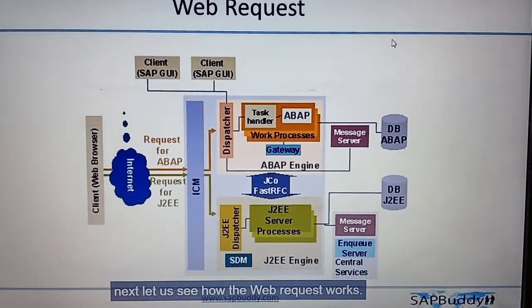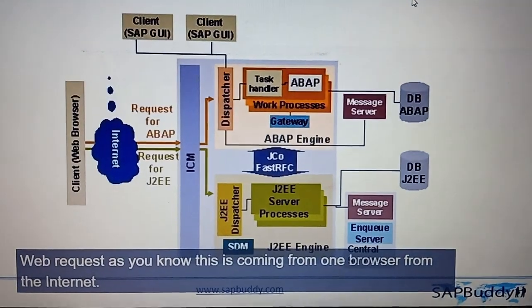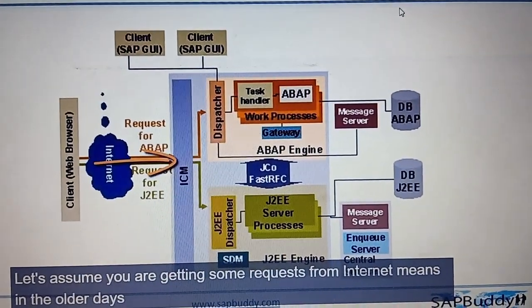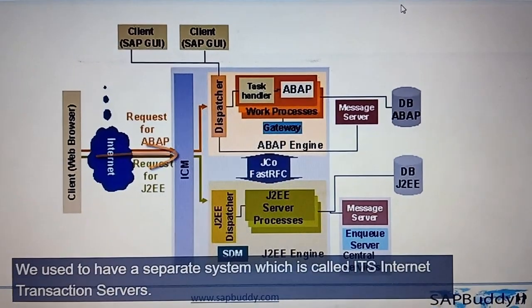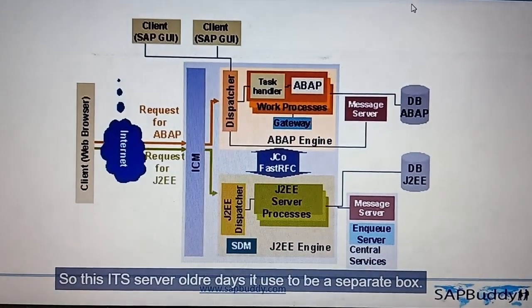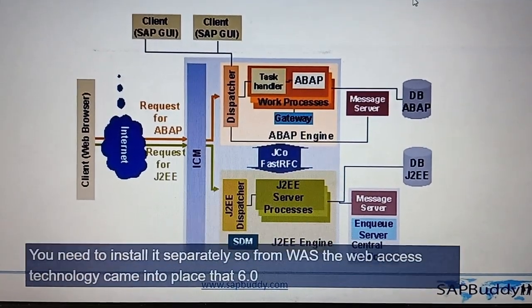Next, let us see how the web request works. A web request, as you know, comes from a browser, from the internet. In the older days, we used to have a separate system called ITS, Internet Transaction Server. This ITS server, in the older days, used to be a separate box. You needed to install it separately.